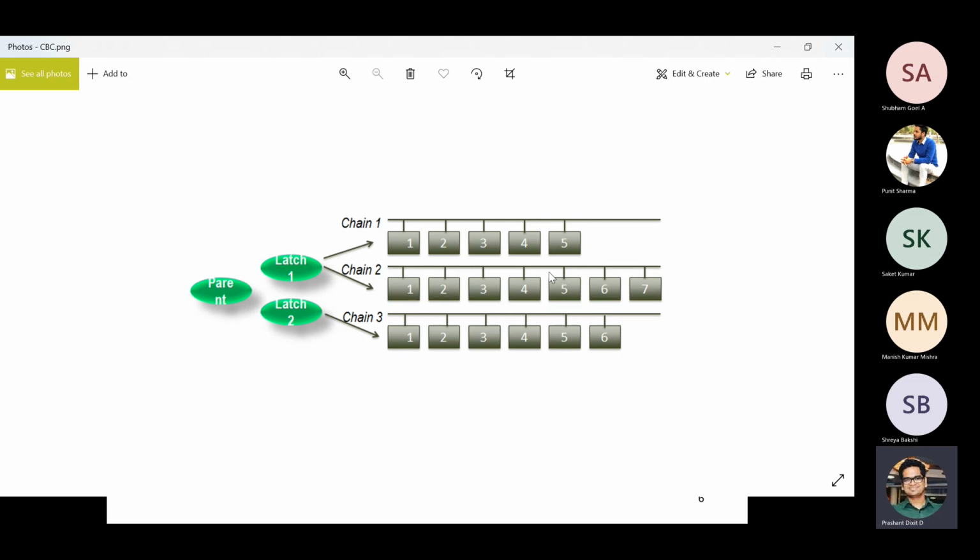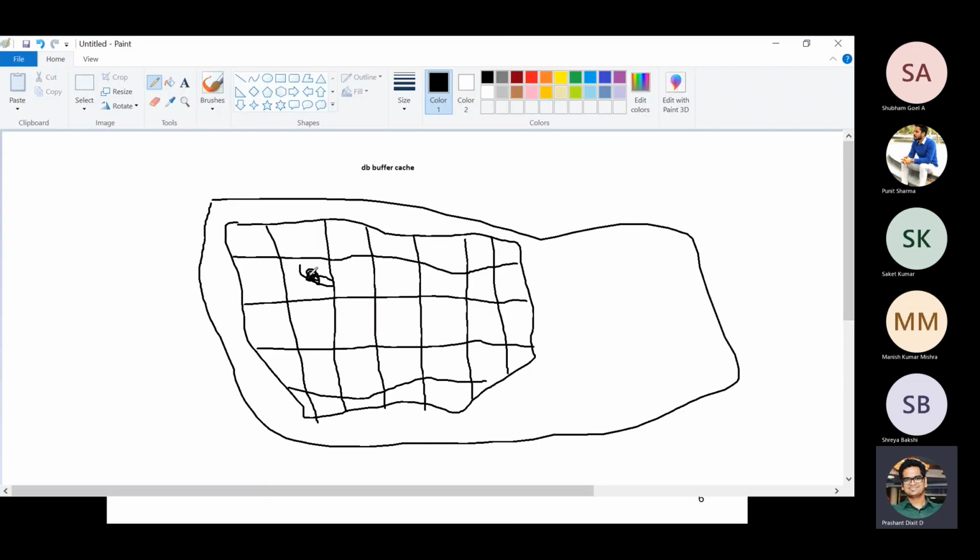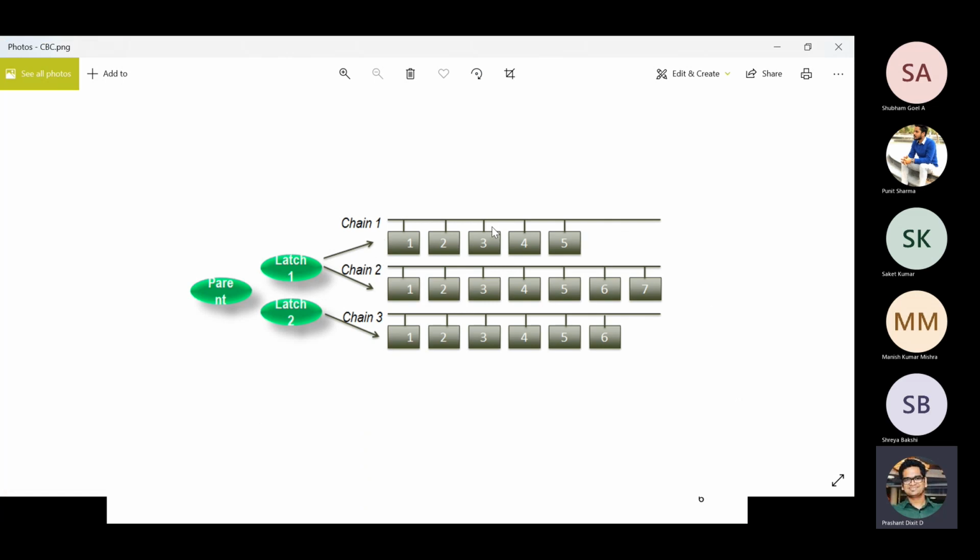The length of these chains is different. The first chain has only 5 elements, 5 blocks. Another chain, chain 2, has 7 blocks. The third chain has 6 blocks. So imagine this entire mesh-like structure of the DB buffer cache is internally divided into these kinds of LRU lists or chains. For example, if you have fetched a block from the disk through an IO, and then you kept it in chain 2, in position 2 of this chain.